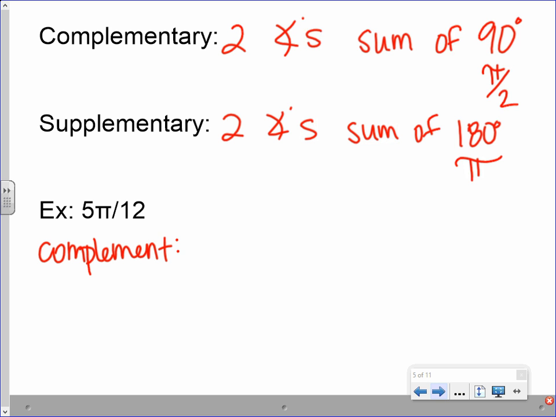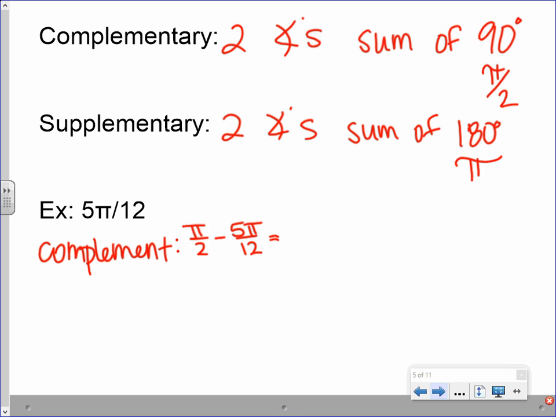Complement means these two angles would add up to be what measure? Pi over 2. So how would we find the complement using that information? What would we set up? Caleb? Pi over 2 minus the 5 pi over 12. Yes. Now some of you are thinking, fractions. Not a big deal. You all know how to work with fractions. We just need a common denominator. It's fairly easy to do.